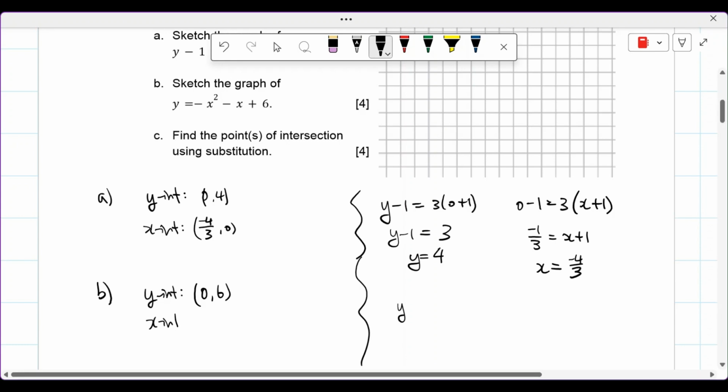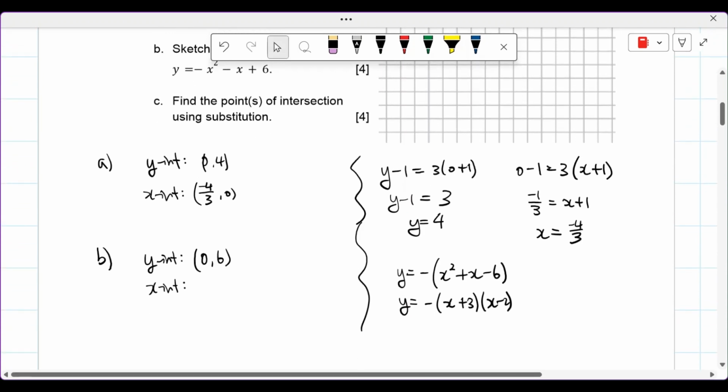What about the x-intercept? In order to find the x-intercept, I think we can try to find the factored form of this equation. First, I don't like the fact that I have an a value of negative 1, so let's factor out negative 1. So it goes like x squared plus x minus 6, which is easier to factor, plus 3 times x minus 2. So I definitely know that the x-intercepts are going to be negative 3 comma 0 as well as 2 comma 0.